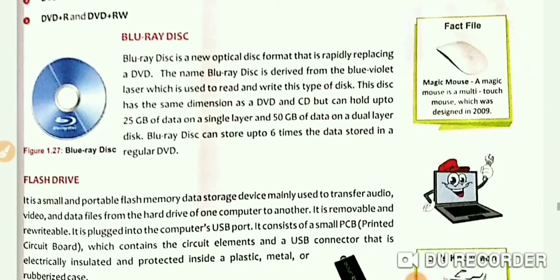The next is Blu-ray disc. Blu-ray disc is a new optical disc format that is rapidly replacing a DVD. Now it also looks like a DVD, but again it is different because of its size, because of its storage capacity. Its storage capacity is much more than the DVD. It can hold up to 25 GB of data on a single layer and 50 GB of data on a dual layer disk.